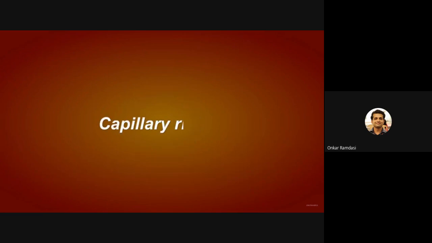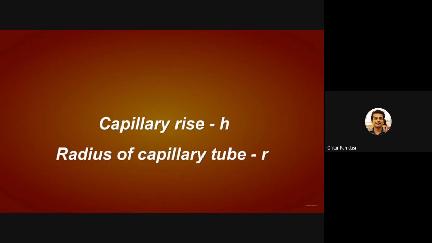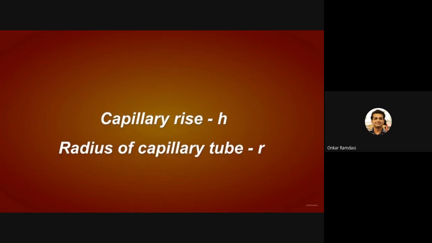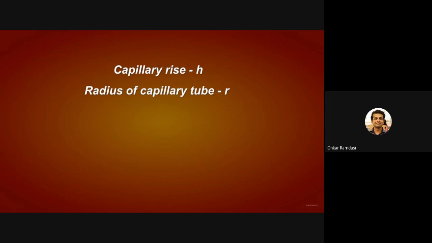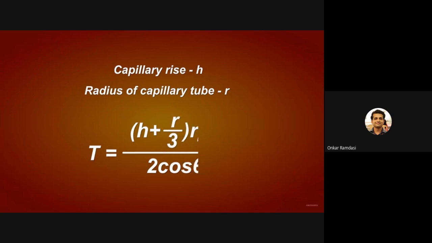From the above readings, we can calculate the capillary rise H and the radius of capillary tube R, and thus find the surface tension of water using the formula T = (H + R/3) × ρgR / (2 cos θ).